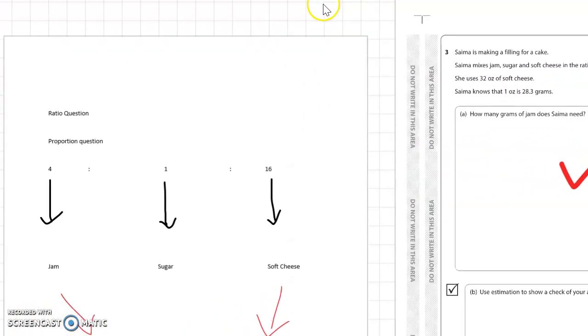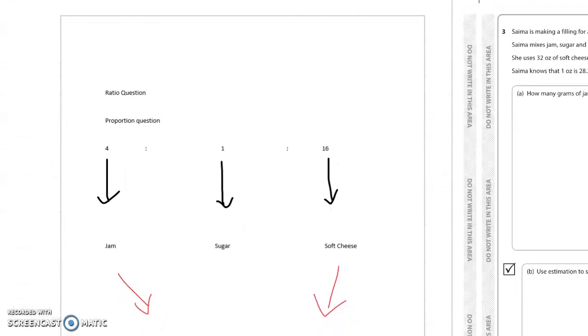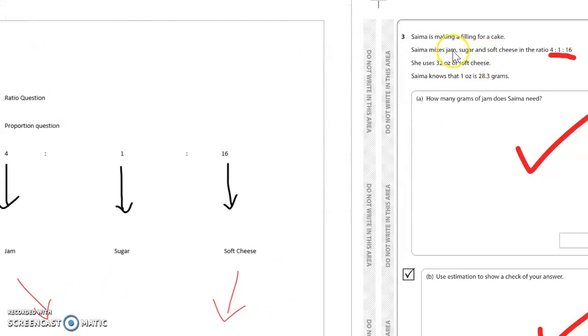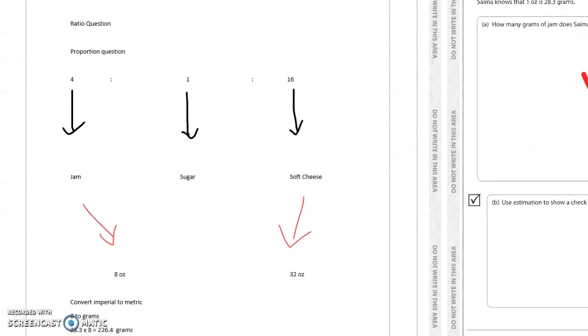So what I always do with ratio questions is I rewrite them with the information that the question tells me. So this is a proportion question. 4:1:16. Underneath that ratio, I put what each of the numbers refers to. So 4 is jam, 1 is sugar, and 16 is soft cheese. And that is here. So just rewriting it. It's very important to keep the ratio consistent.